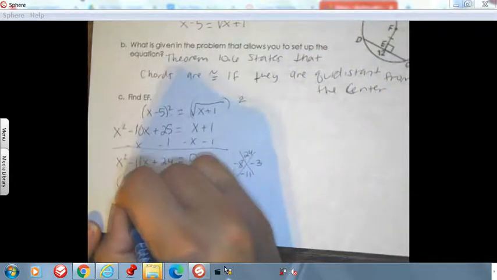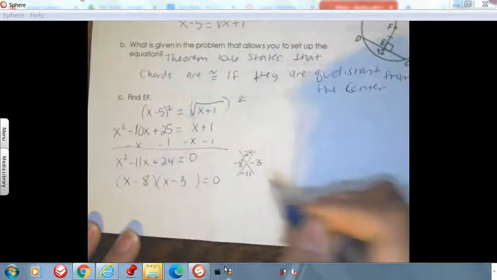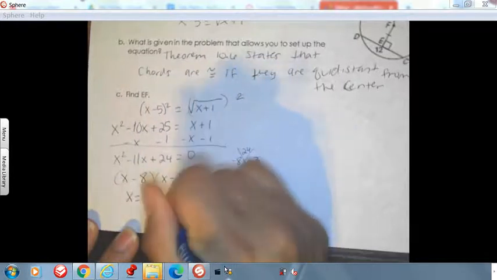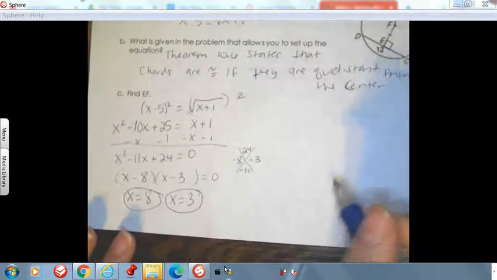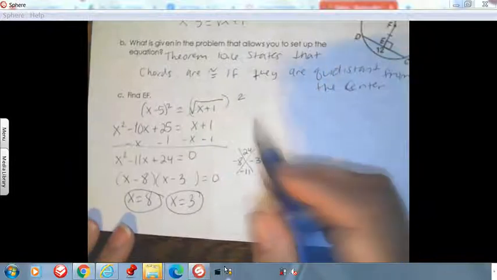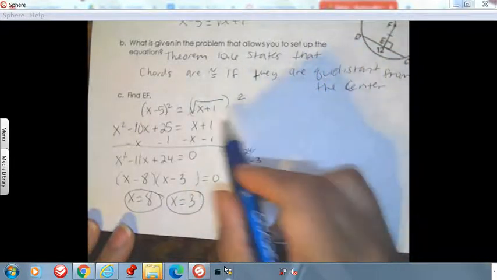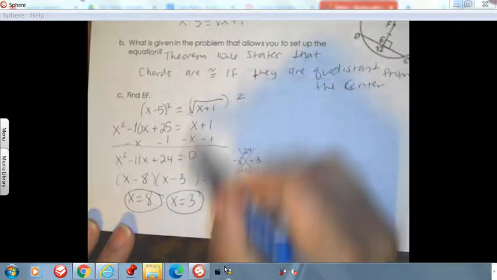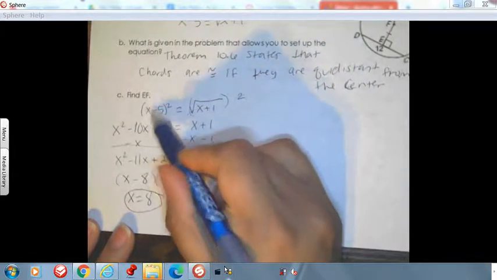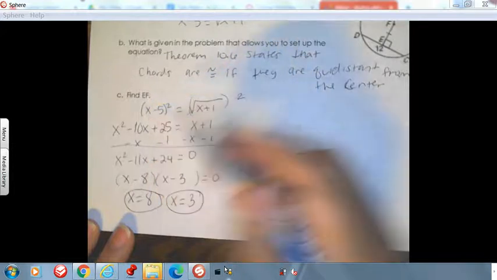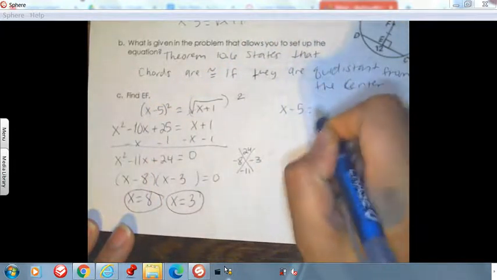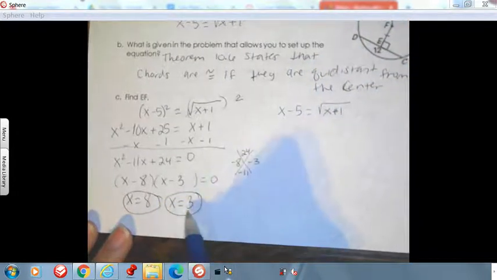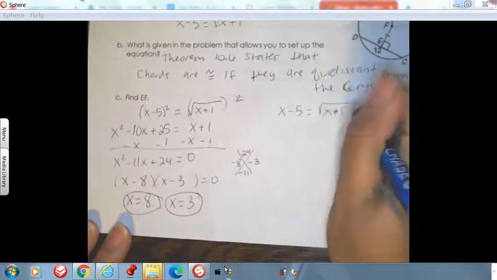So we write factors for each one into the parentheses, then solve each one, and you find two answers, x equals 8 and x equals 3. But make sure both of them work, because if you go back to the original problem, we can't take the square root of a negative number. Remember, it's x minus 5 is equal to the square root of x plus 1. We can't let either one of these make a square root equal a negative number.